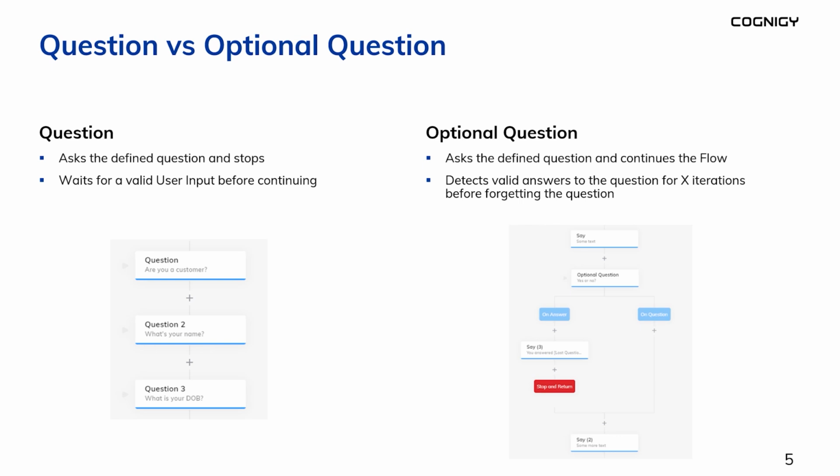August 26, and then it continues on. So the question nodes are stopping nodes, and they require you to give the answer before they continue. The optional questions, on the other hand, are questions where the question will be asked, and then we continue down in the flow immediately.